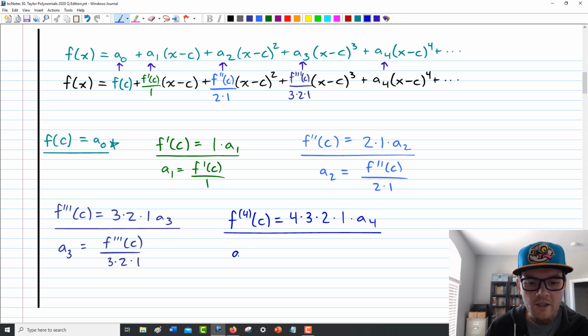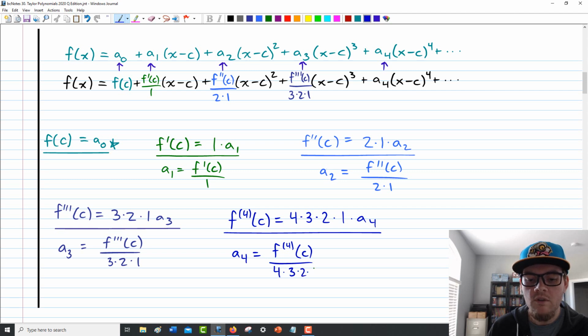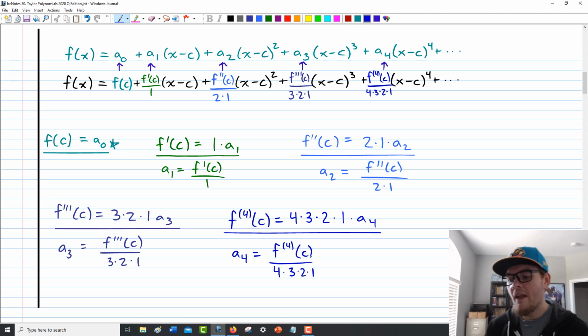So we're going to get a sub 4 equal to, if we just divide by 4 times 3 times 2 times 1, the fourth derivative of c divided by 4 times 3 times 2 times 1. And it's at this point that you probably realize that this is really impractical to keep writing the massive product in the denominator, 4 times 3 times 2 times 1. And the answer is yeah, it is not practical at all.